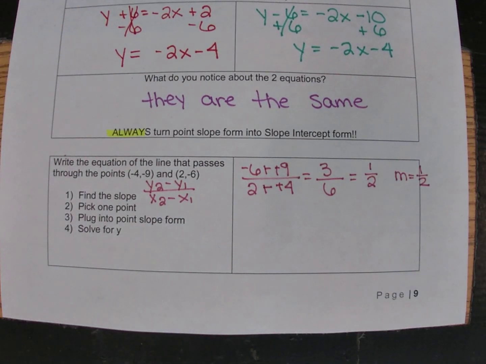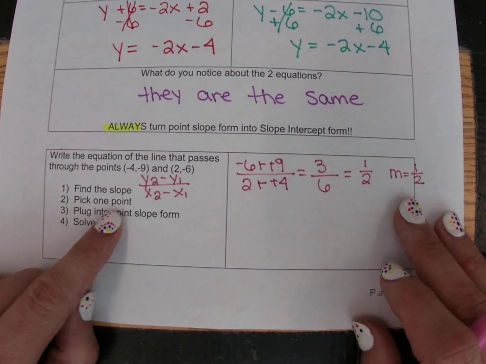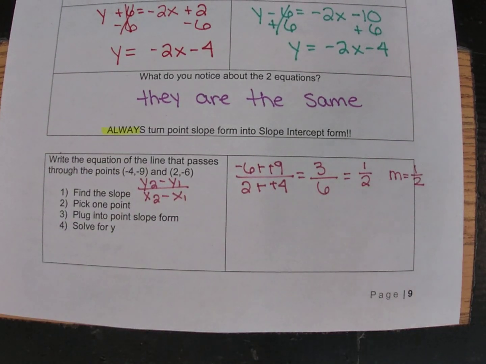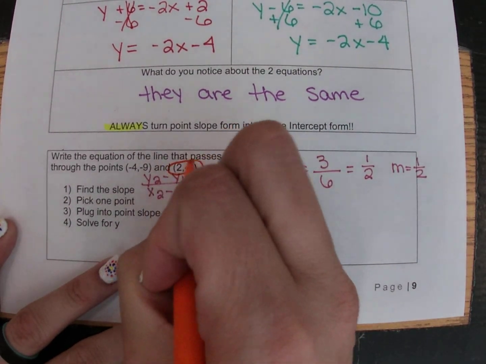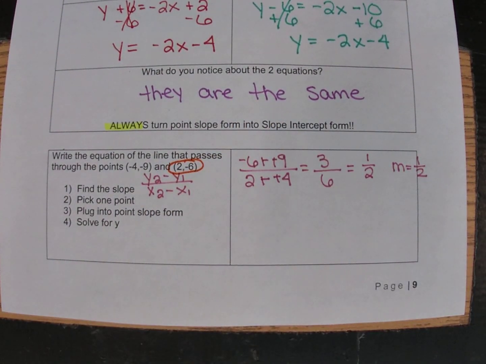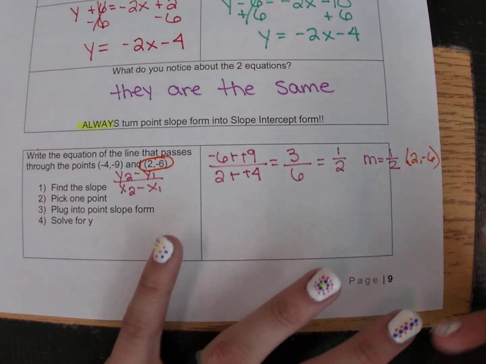M equals 1/2. Well, to write the equation of a line in this form, we need a point and a slope. So we have a slope. Now we're going to pick a point. The good news is that we have 2 points, and we just need to pick one of them. You can pick whichever one is your favorite because it has your favorite number, because it avoids negatives, or because it's smaller numbers. I think I'm going to pick 2, -6 because they're slightly smaller.